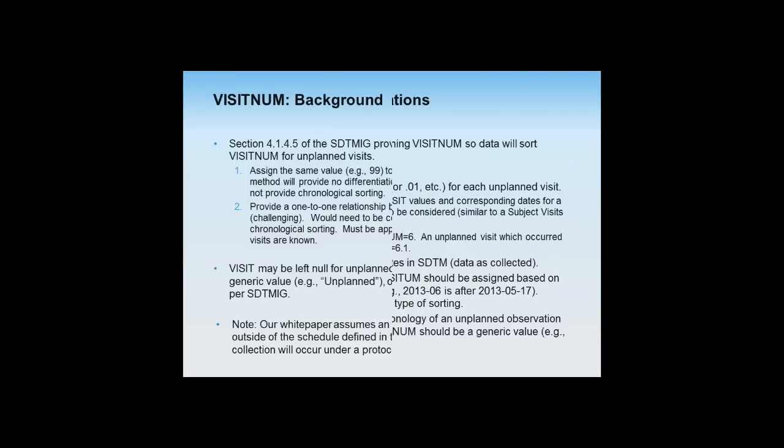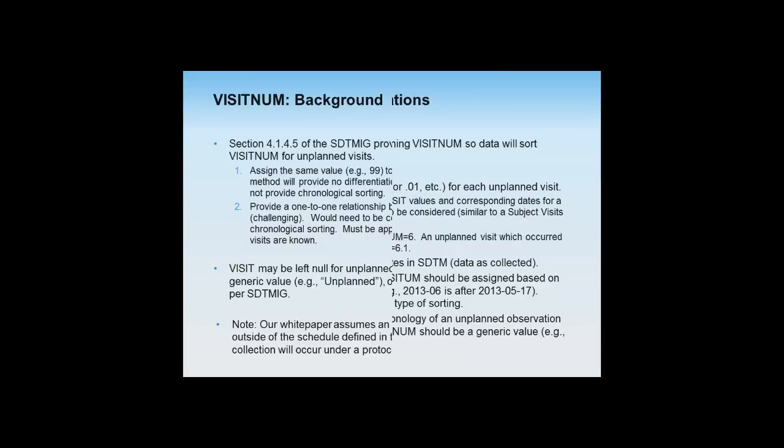So first we'll focus on VISITNUM, some additional background on that. For those who are familiar with the SDTM implementation guide, you would know that there are two options provided for populating VISITNUM. The simpler of the two is just to assign the same value, for example 99, to all the unplanned visits, regardless of when they occur. And again, this is easy to do, but it doesn't provide any sort of differentiation between the planned and unplanned visits in terms of chronological events.